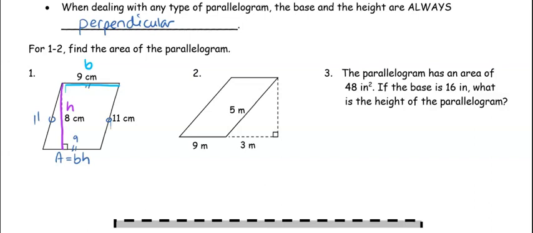We only need 2 numbers. It says it is the base times the height. So the only 2 numbers I need are the base and the height. In this case, the base is 9, the height is 8. The 2 numbers that run perpendicular. So 9 times 8, giving us an area of 72 centimeters squared.